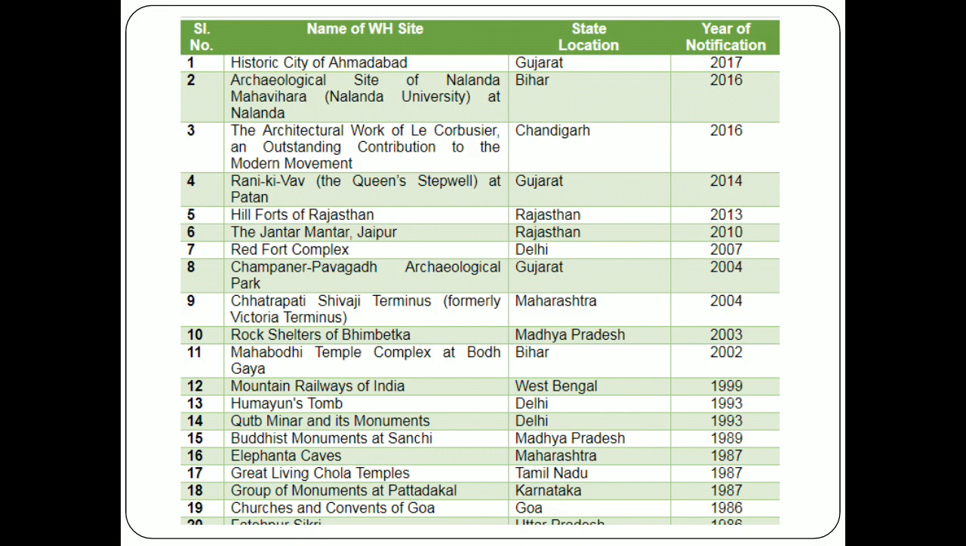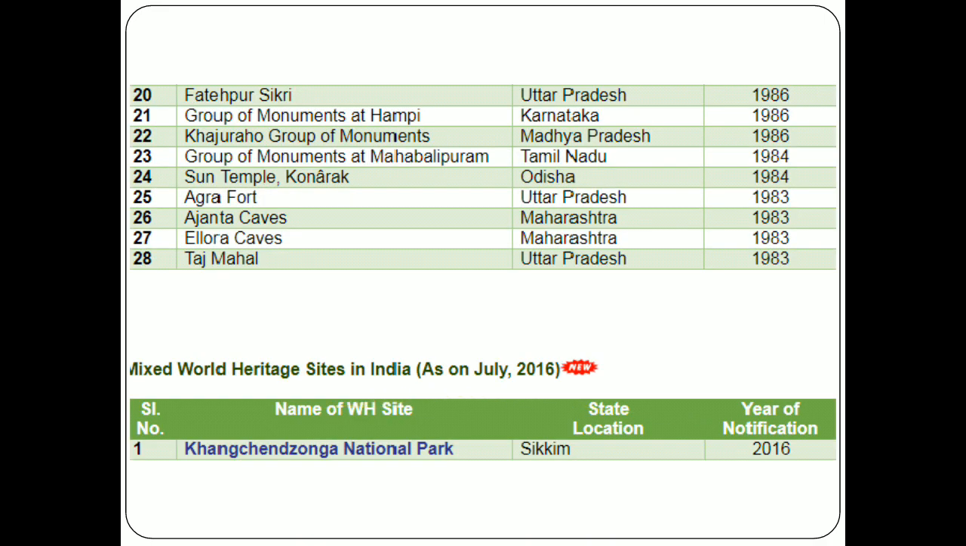Some of the cultural world heritage sites, which presently total 29 in number, have been mentioned. And the third point is the mixed world heritage site in India, which is Kanchenjunga National Park. It has a cultural landscape, with natural as well as cultural significance attached to it.